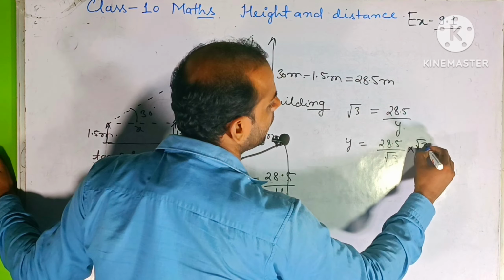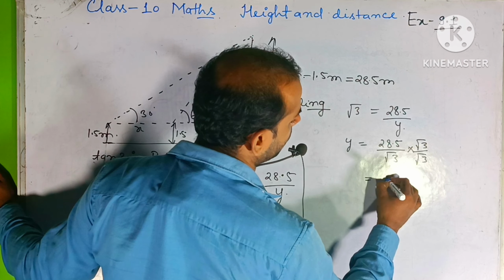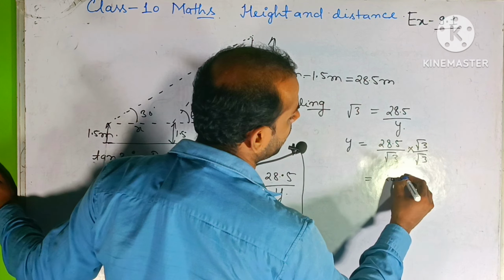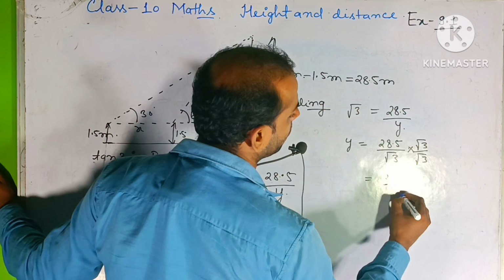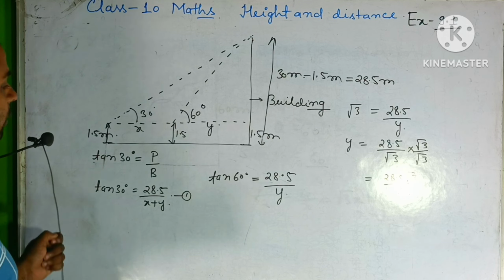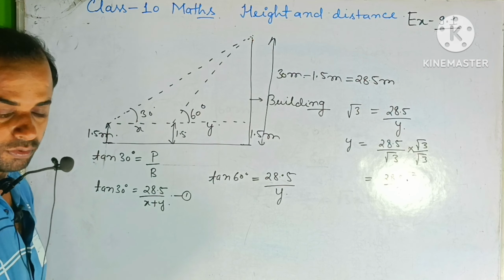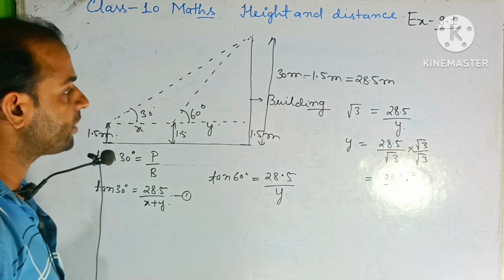We will multiply it by root 3 over root 3. What will it become? 28.5 root 3 upon 3. This is the value of y only. Now we will use this one to find the value of x, so for that I am erasing this much portion. You can pause the video and note it down.